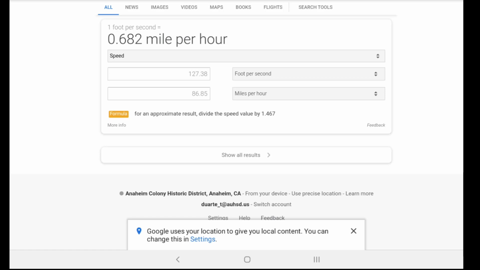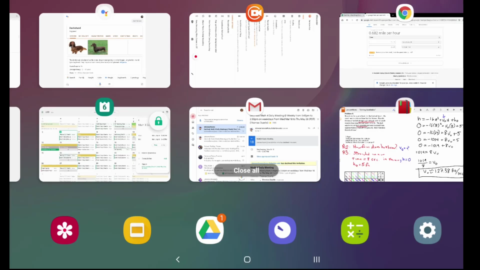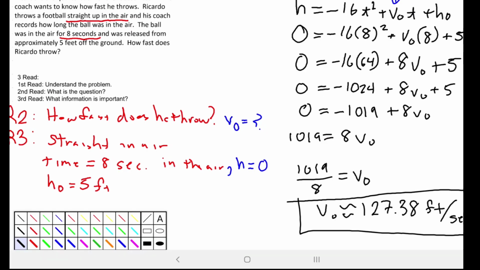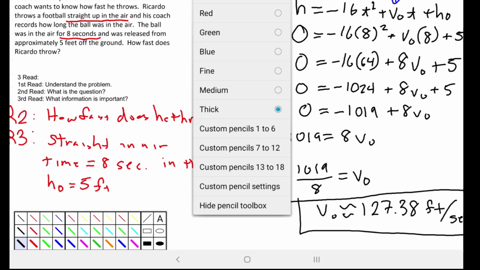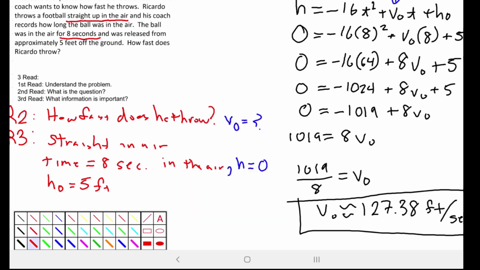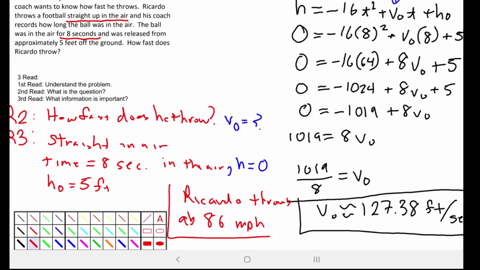So what can we tell now about the quarterback? We should know that the quarterback throws about 86 miles per hour. So this is approximately, according to Google, I'll just write it here. So Ricardo throws about 86 miles per hour. That's pretty good. I wonder what the professionals throw. I have to look that up.